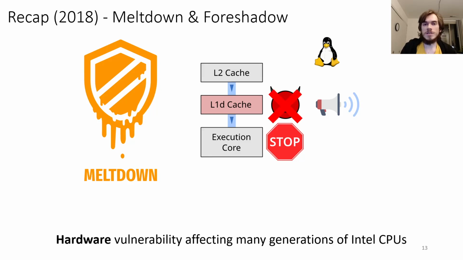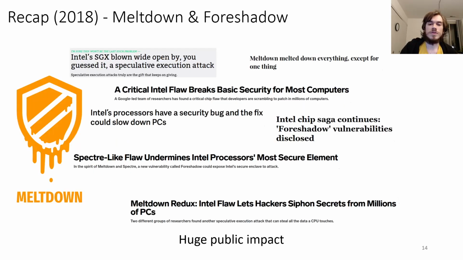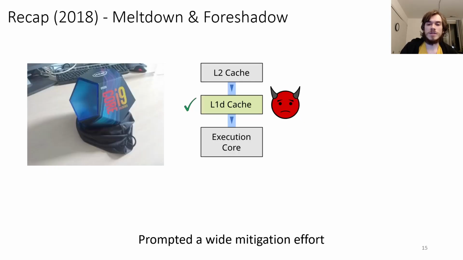So this is actually a hardware vulnerability that affects many generations of Intel CPUs. And because of that, it was covered all over the news, it had a huge public impact, and this prompted a wide mitigation effort. In fact, if you buy a modern Intel CPU nowadays, you'll find that it's no longer possible to leak from the cache.